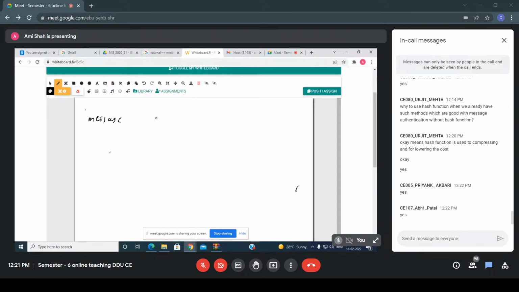So when the decryption is performed, you get this hash code. Again on Bob's side, the hash function is applied on the original message, and you get H(M). Then both hash codes are compared, and if they are the same, then you can say that the authentication is done.